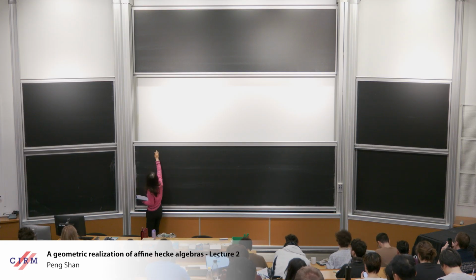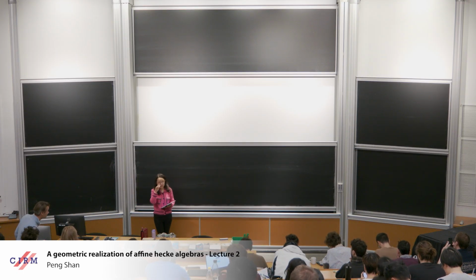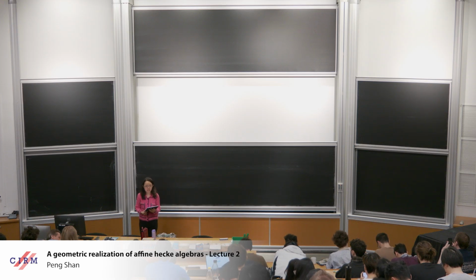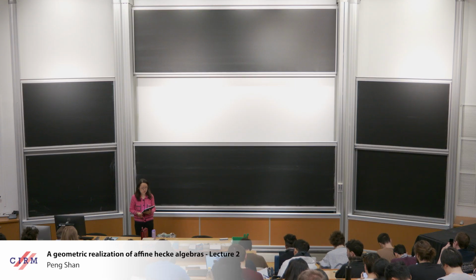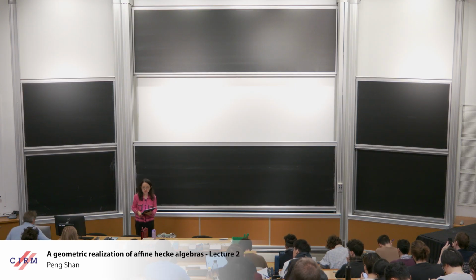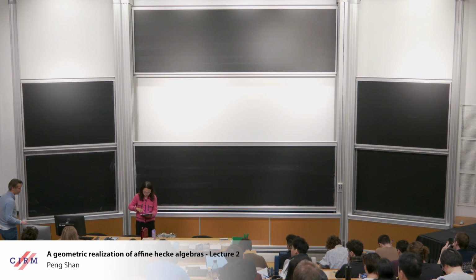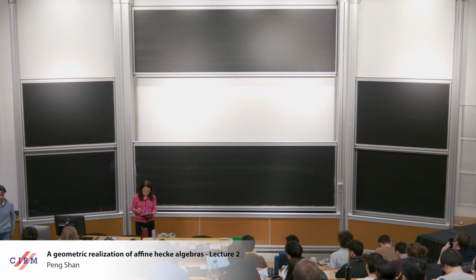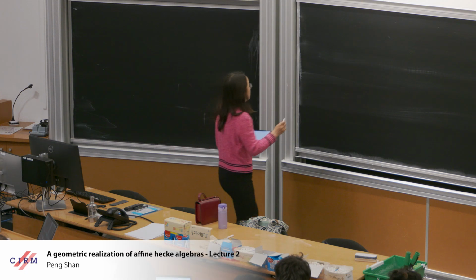So yesterday we discussed some basic structures about this extended affine Hecke algebra. And as I said, the main goal of this course is to explain an isomorphism with equivariant K-theory of Steinberg variety. So today I want to start with equivariant K-theory.